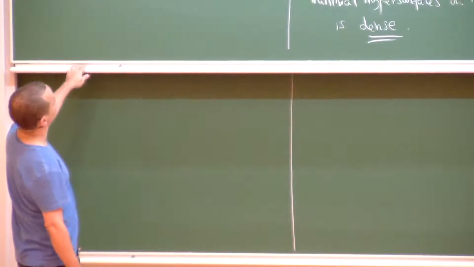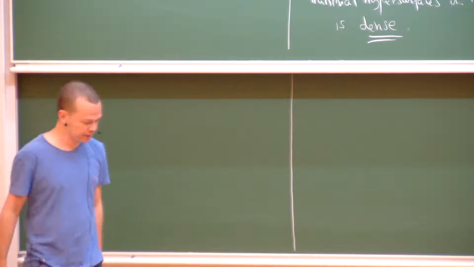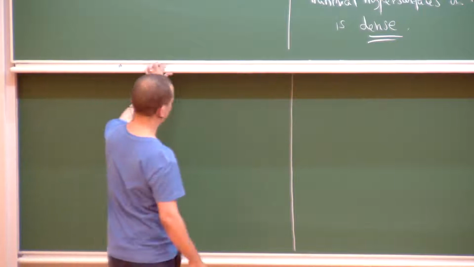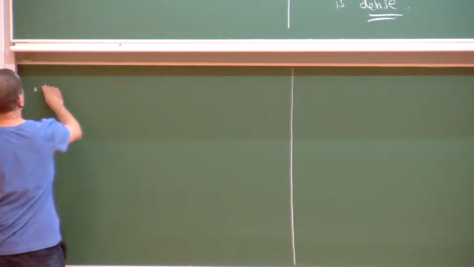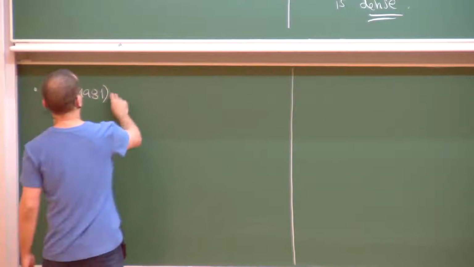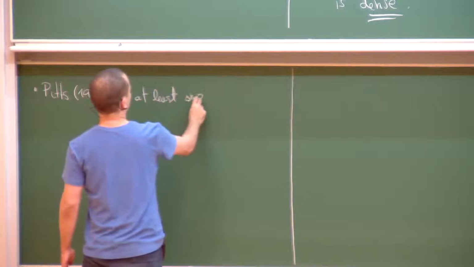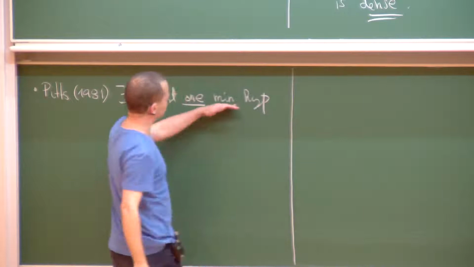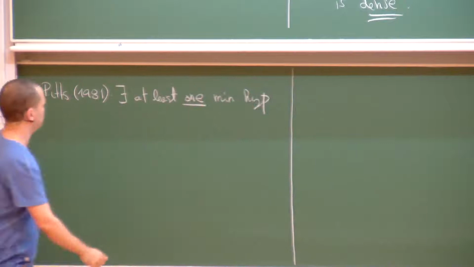So previously, very little was known. There was a result by Lawson for the particular case of the round metric in S^3. He showed that for that case, there are closed minimal surfaces of every genus. But for general metrics, the best result until very recently was this result of Pitts, 1981. He proved that there exists at least one minimal hypersurface. From now on, whenever I say minimal hypersurface, I mean a smooth embedded closed minimal hypersurface. He did that by using the min-max method.